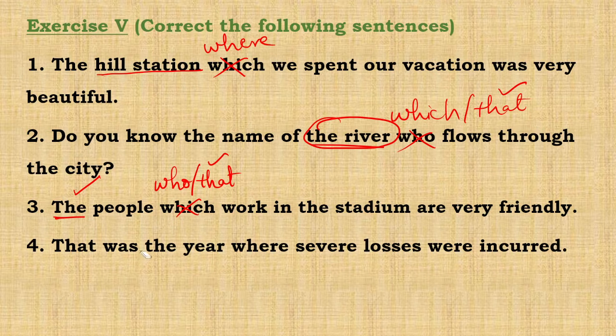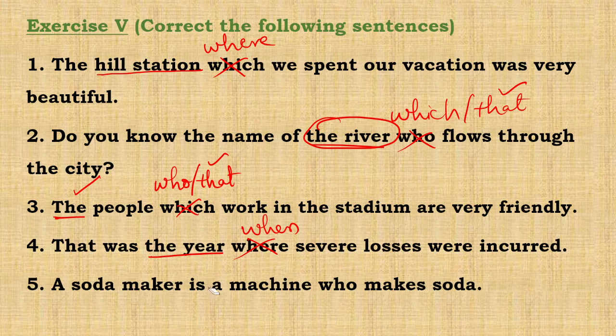Next question. That was the year where severe losses were incurred. We are speaking about the year here in this sentence. Year is not where. Year is the time indicator. It must be used with when. Next. A soda maker is a machine who makes. Who is used with people. We cannot use it. Instead, we can use the word which makes. And if you ask me, sir, why can't we use that? We are just speaking about a reference. A soda maker is a general machine. So a machine cannot be particularized. So we only use the word which.